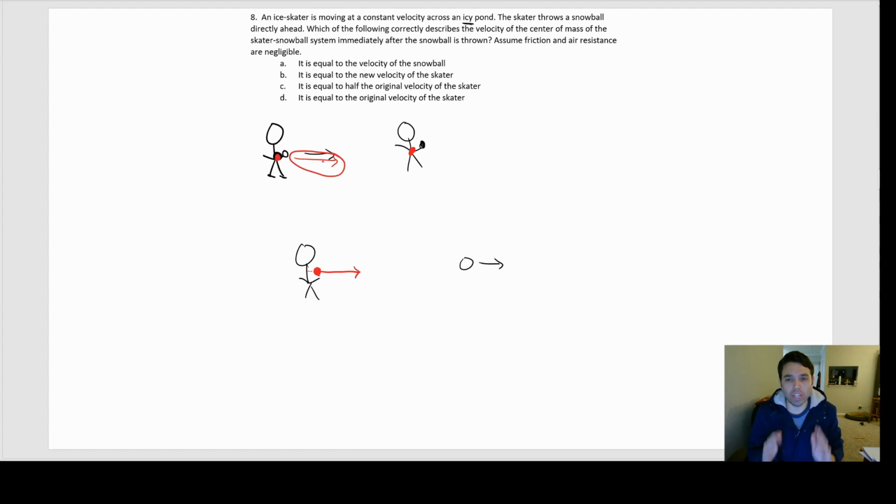Nothing about the center of mass changes unless there's an outside force that does work on the system. An outside force must do work. So whatever the center of mass's velocity is, whatever the center of mass's position is, all that stuff's going to be the same and constant unless an outside force does work. There's no outside force at work here. The skater himself is the one throwing the ball, so it's not outside. It's not an external force. So the velocity of the center of mass is the same as it was before, as if nothing ever happened. And that means that the answer is, of course, D, equal to the original velocity of the skater.